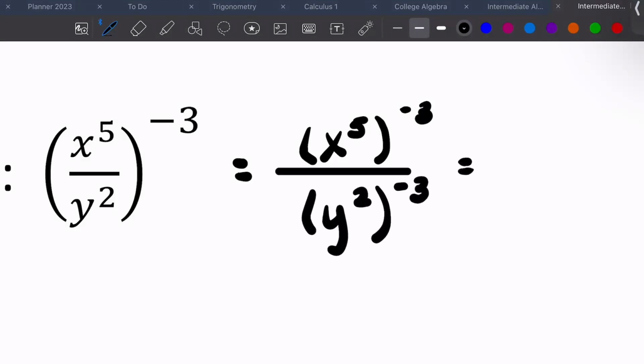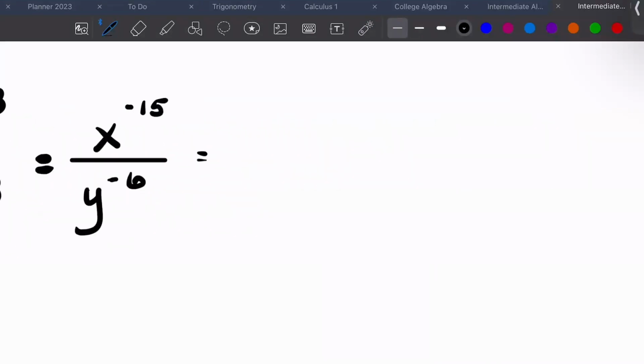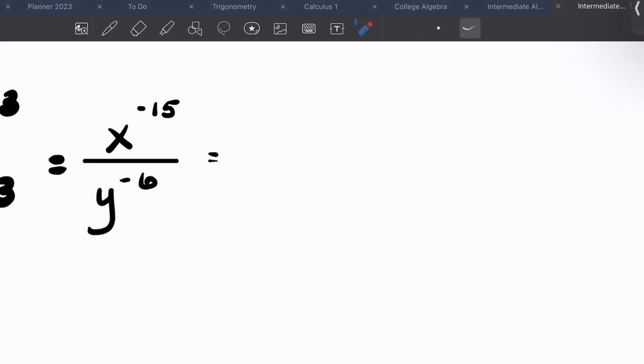Now do the power rule. You multiply your exponents, right? Anytime you have something that looks like this, you multiply. My pen is a little too thick. There we go. Y to the -6.